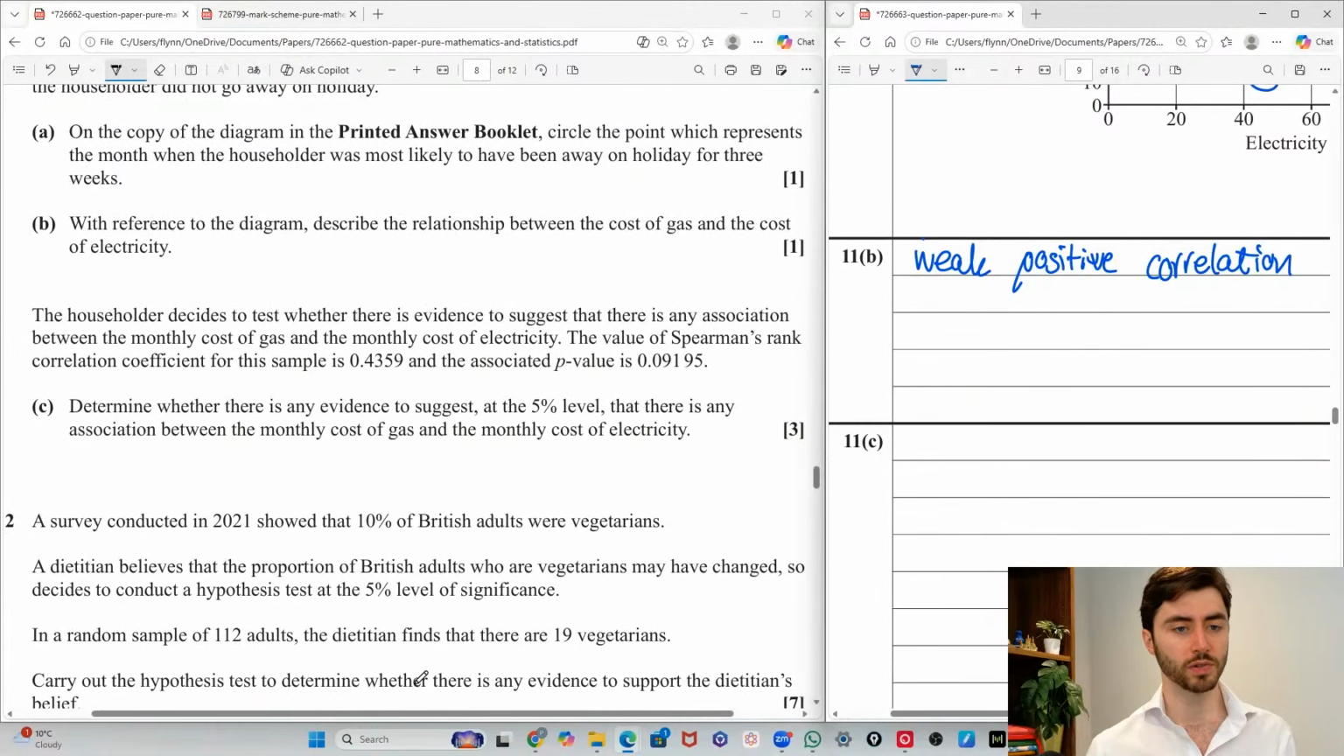The householder decides to test whether there is evidence to suggest there's an association. They find that the... oh, crap. Do I know p-values? I think okay. What you've got to do.